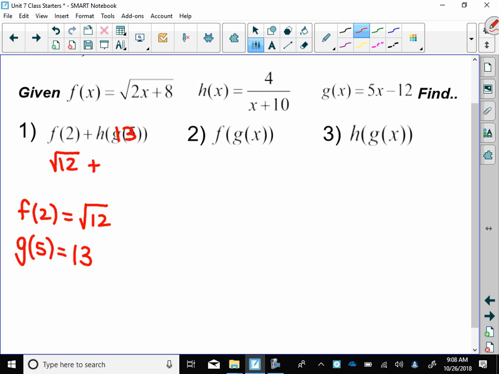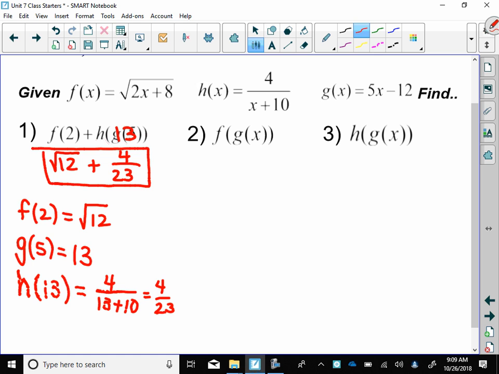So now we're going to find h of 13. And that means we're going to go to the function h. We're going to plug 13 in for x. And what does that become? 4 over 23. All right, so we end up with the square root of 12 plus 4 over 23. And I don't see anything that we can do with that, so we'll just leave that as our answer.